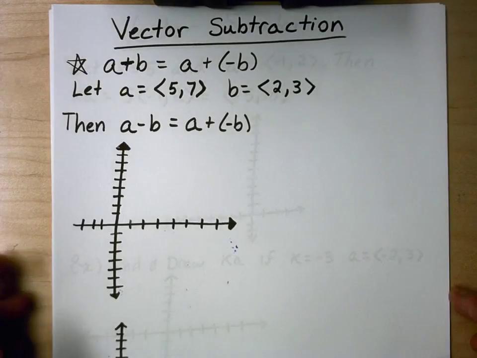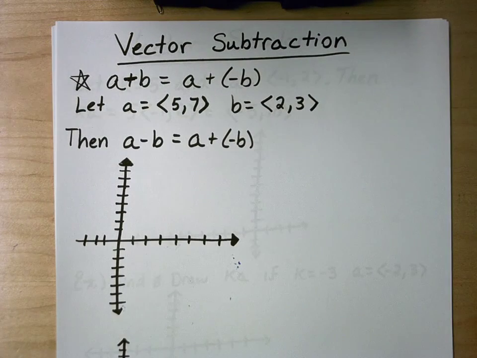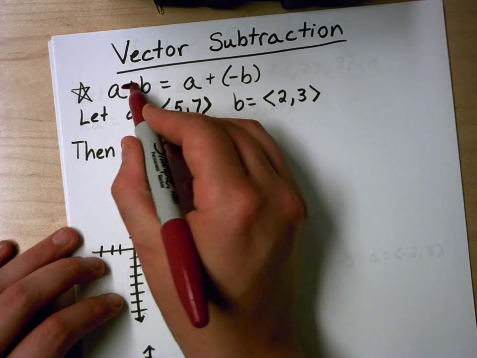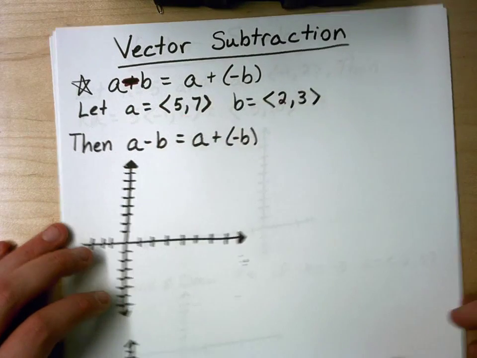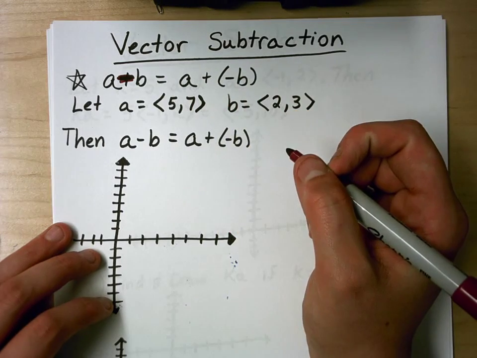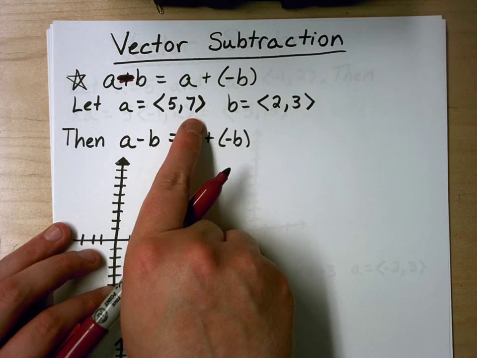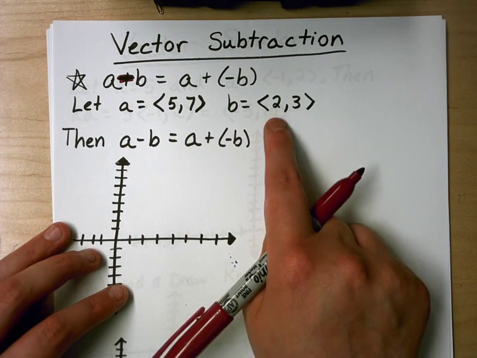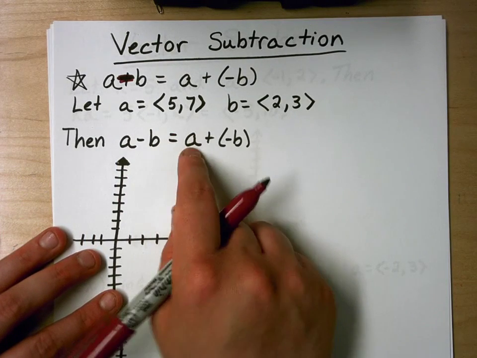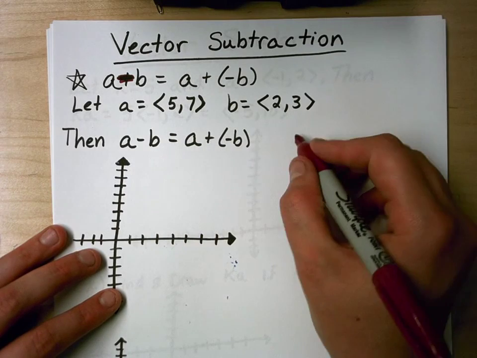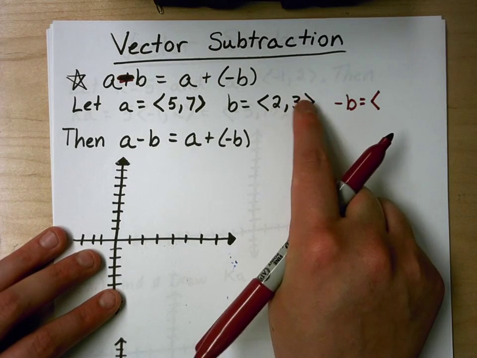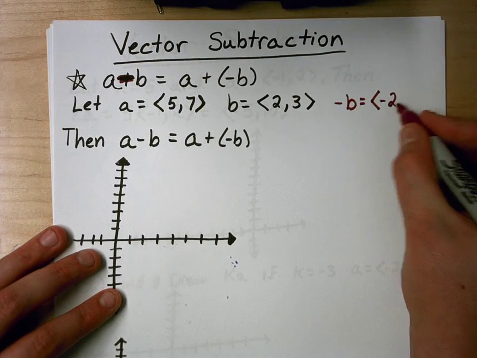Now, unfortunately, vector subtraction isn't as neat. There's just one little trick. So this should be a minus. Okay? If we take A minus B, that's the same as A plus a negative vector B. So if we let A equal 5, 7, and we let B equal 2, 3, then A minus B is the same as A plus a negative B. Really quick, let me make a note that negative B is just the negative of the inside. So that's going to be negative 2 and negative 3.